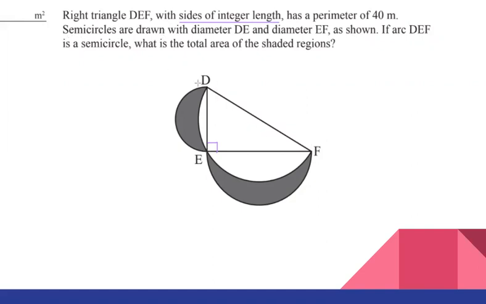And we have circles with a diameter of DE. This guy is the diameter, which means this is going to be my half circle. And then EF is going to be this half circle. As shown, arc DEF is also another half circle, this guy right here. And what is the area of the shaded region?